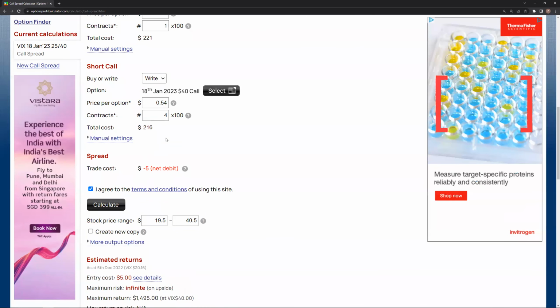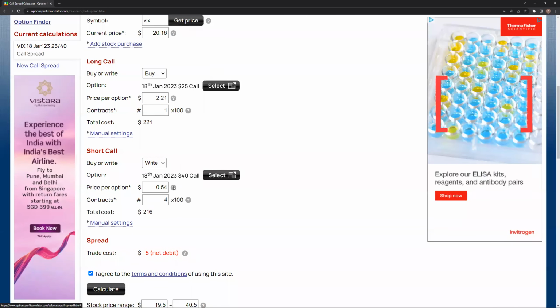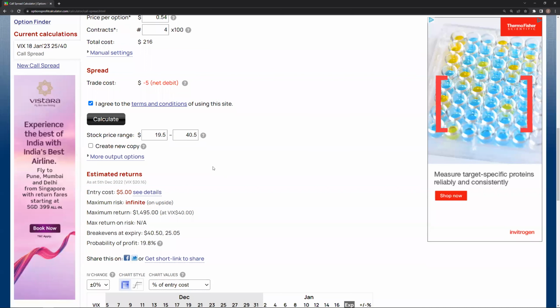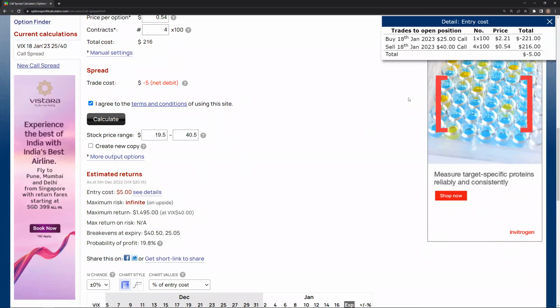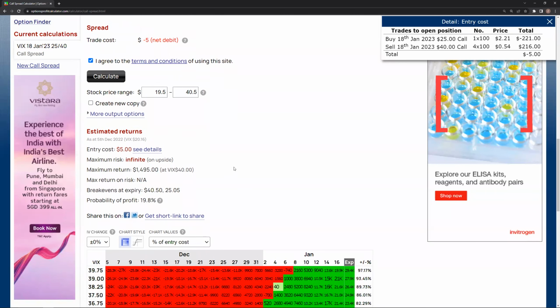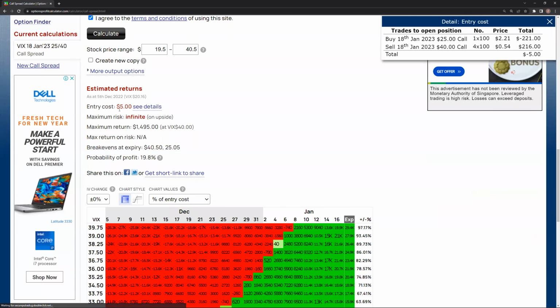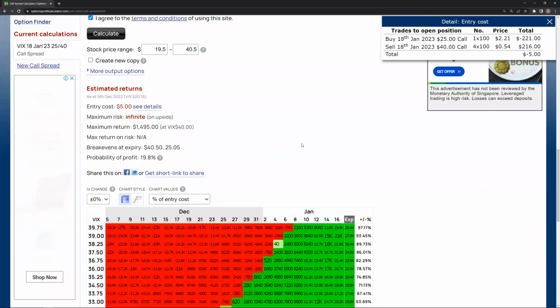But the thing is, if you do 1:4, you'll realize that on your short side, you are getting more than what you spend on your long side. You can see that entry cost is now positive $5. Is it positive $5? Okay, yeah. So now you are only spending $5 on your entry cost, and then your maximum risk is like 1,495. So now your risk-reward ratio is even higher.